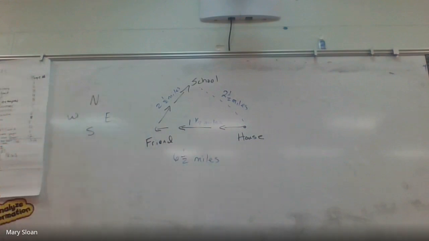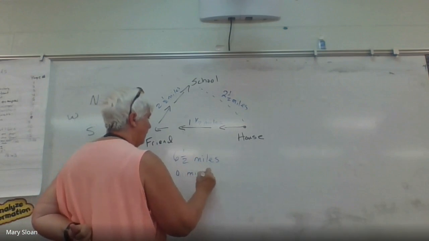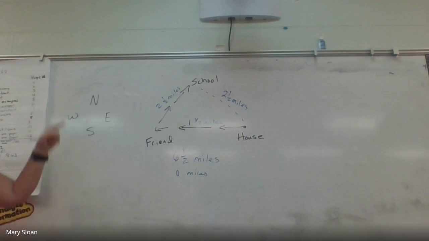So that's my distance. What is my displacement when we got done? 0. Okay. Now, how many miles did my friend travel to school and back? 5, right? 2.5 there, 2.5 back. Okay. So we kind of got that information, correct?